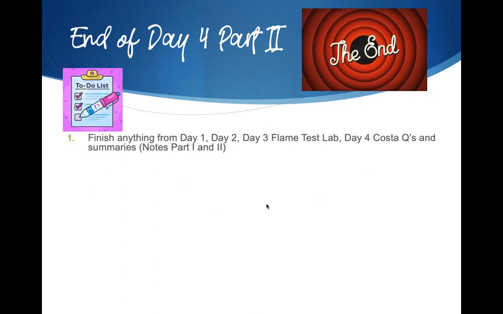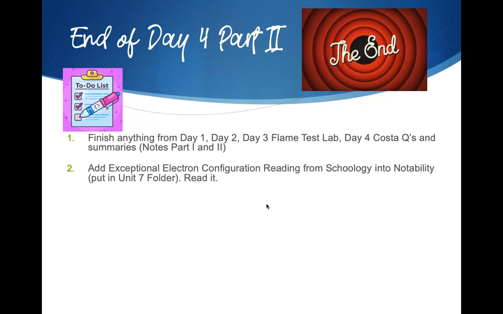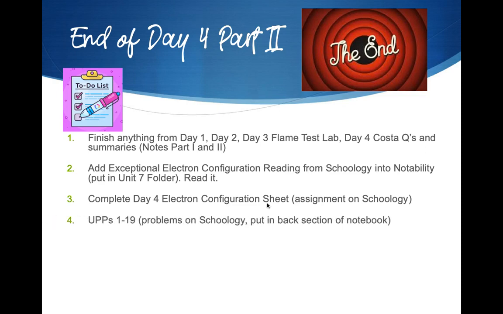So here are the things to work on. Everything from day 1, 2, 3, and 4 part 1 should all be done. If they're not, make sure you go back and finish those things. Put the exceptional electron configuration reading into Notability. Do the reading, don't forget about that. Complete the electron configuration sheet. That's an assignment on Schoology. There are some practice problems you can do. Remember, practice problems are posted on Schoology. You put them in the back section of your notebook. If there's A, B, C, D, remember you only have to choose one of them. You check your answers. It's a way to make sure this makes sense beyond the few things that I'm asking you to do as real assignments.